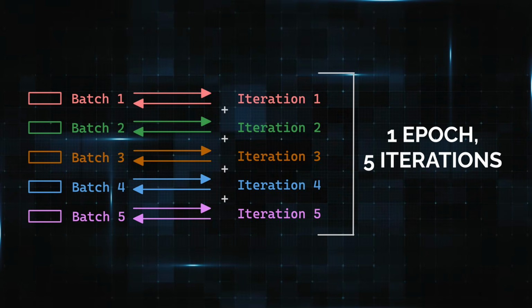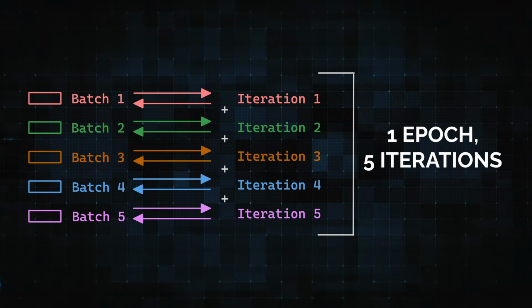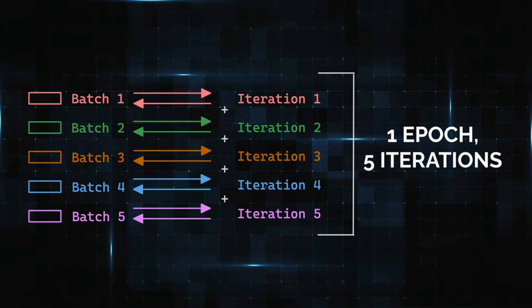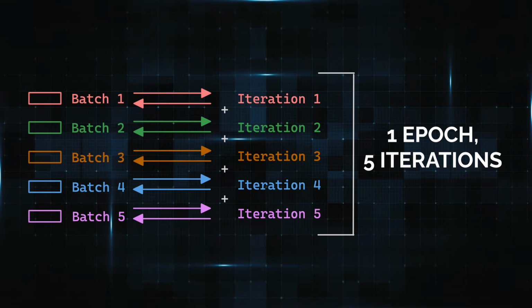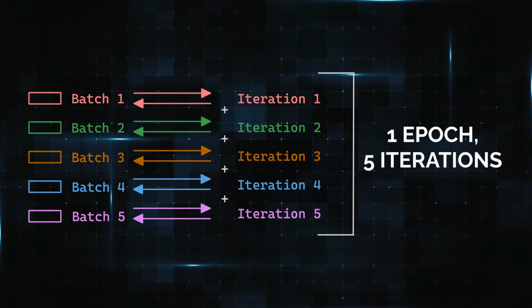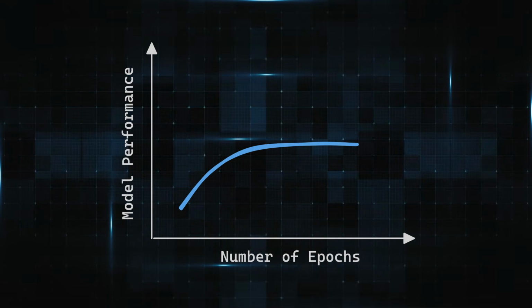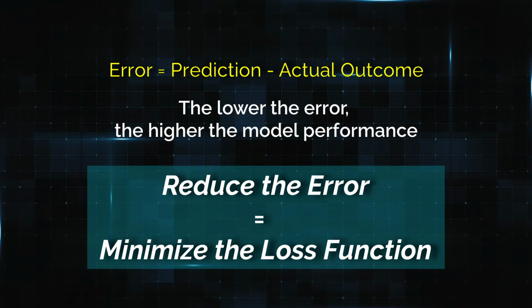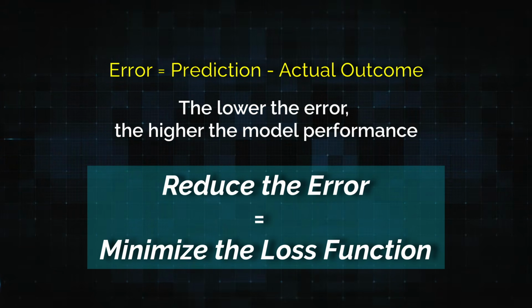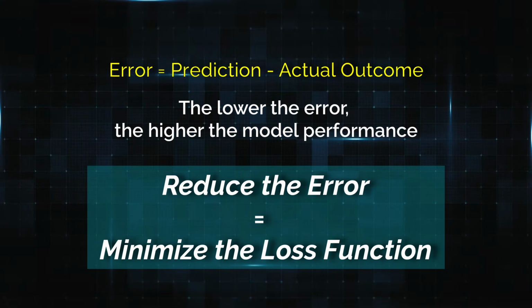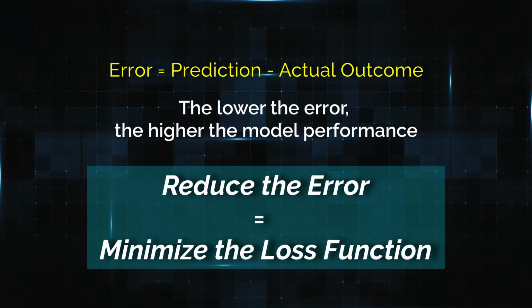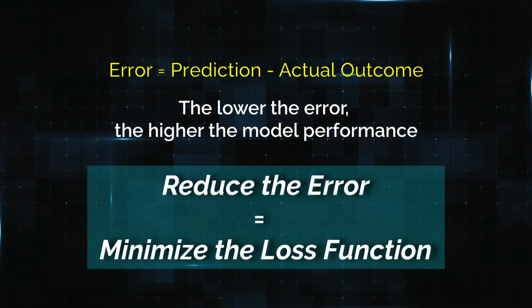So, for example, if you have 5 batches, in a single epoch, the number of iterations will be equivalent to the number of batches that the data is divided into. Through many epochs, the network gradually gets better and better, and we want to make the smallest possible number of mistakes. And in technical terms, we will say that we want to minimize the loss function.